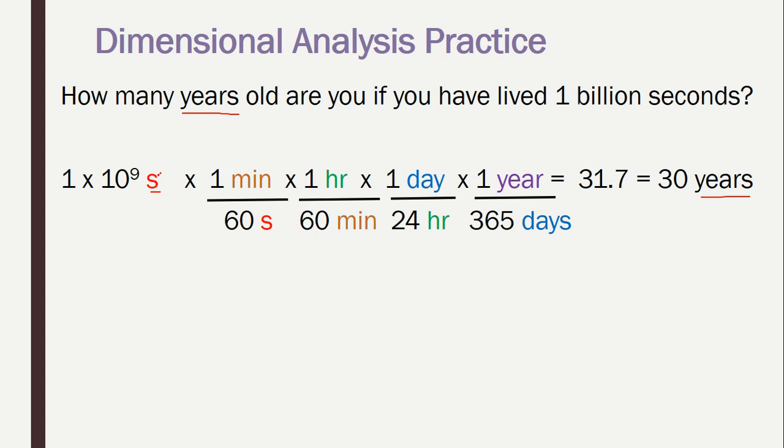So I can cancel off seconds because now I'm at minutes. So 60 seconds are in 1 minute. I still need to get to years. So what happens next? I need to cancel minutes. I put minutes in the denominator and I don't know relationship minutes to years offhand, but I do know minutes to hours. You see how these are these double unit things. These are the tools we're using to get over here. So minutes gets canceled because there's 60 minutes in 1 hour. And I am now at hours.